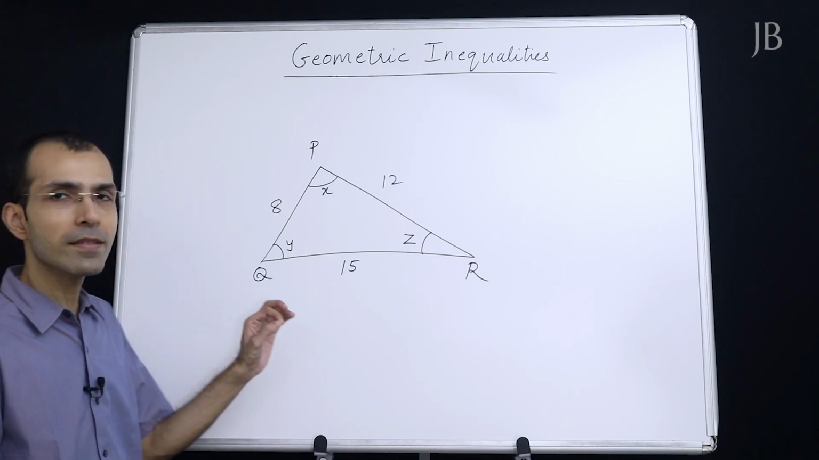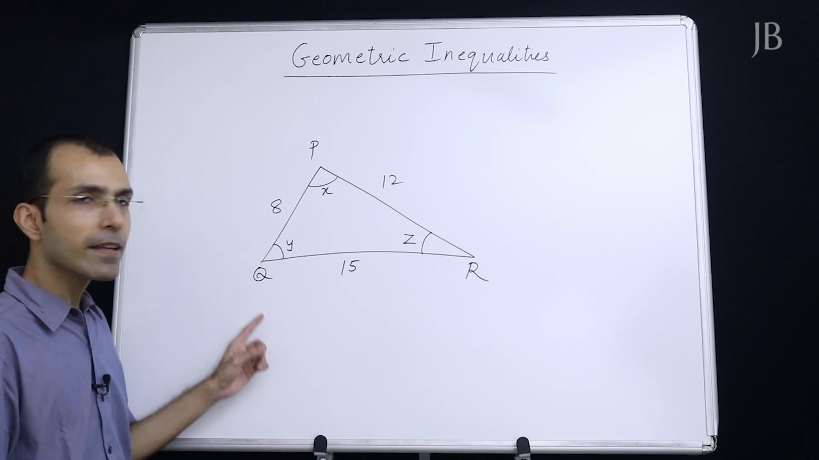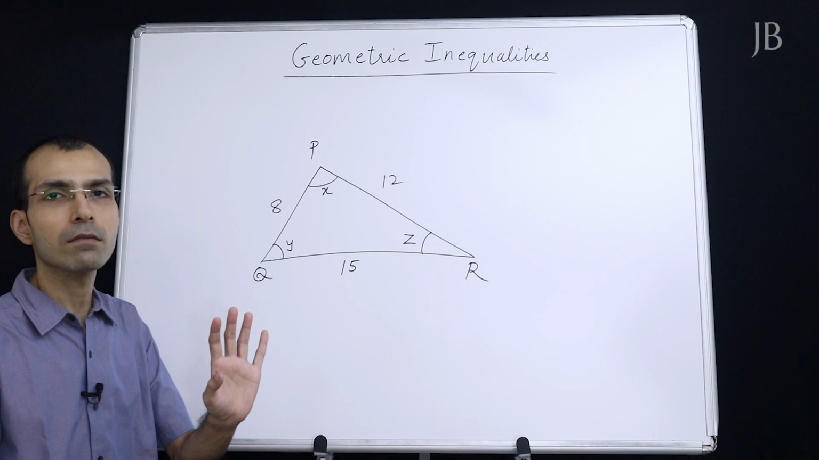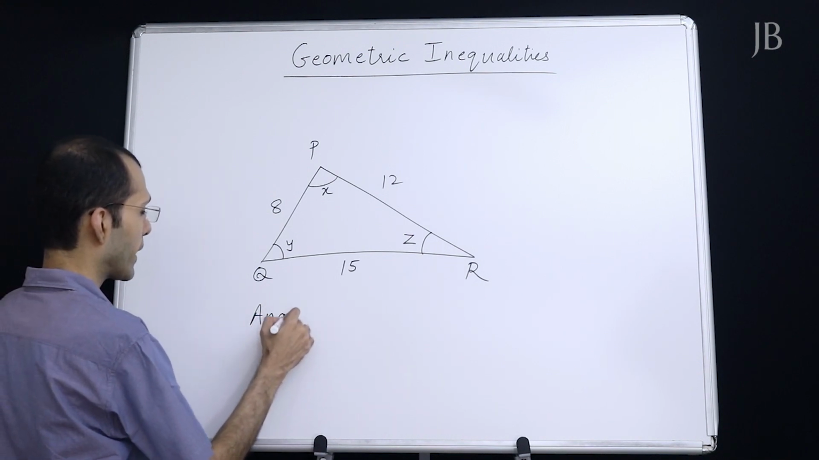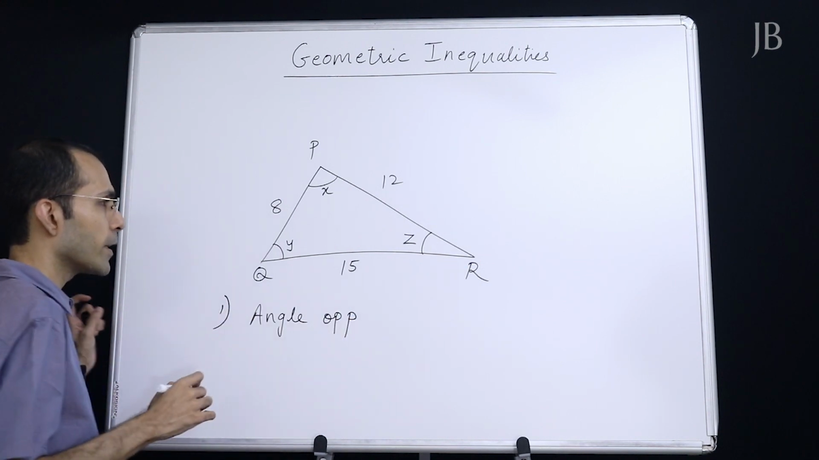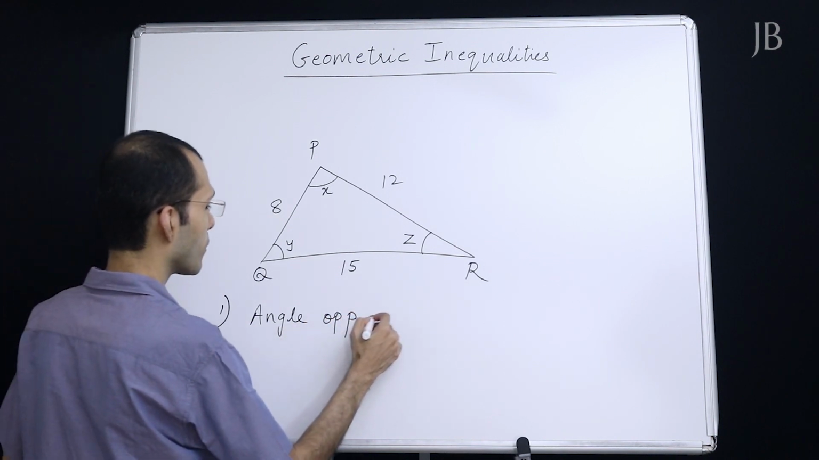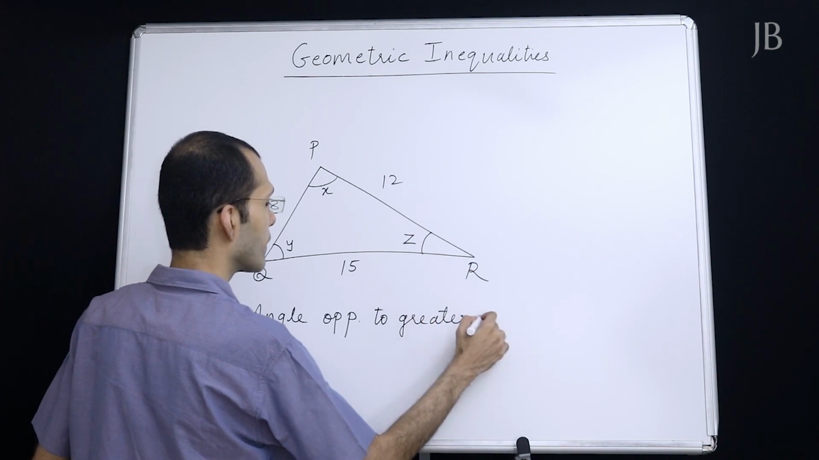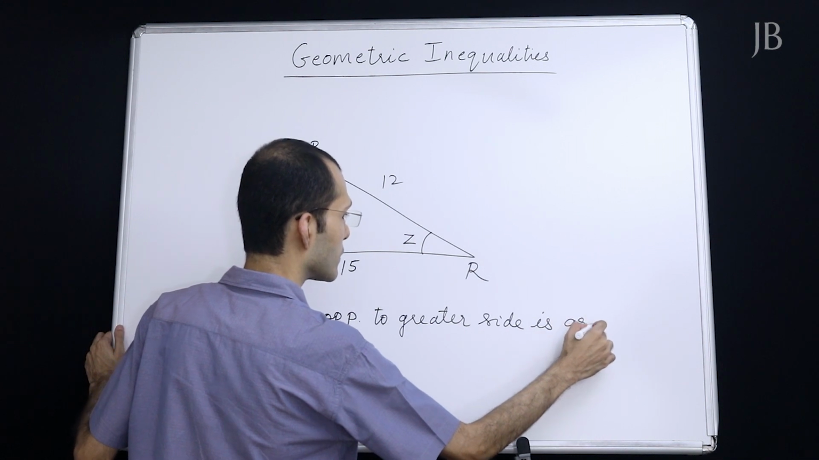So the concept is simple. It says, angle opposite to greater side is greater. Simple. Angle opposite to greater side is greater. So this is the first concept. Okay. If you wish, you can take down these concepts by pausing the video.